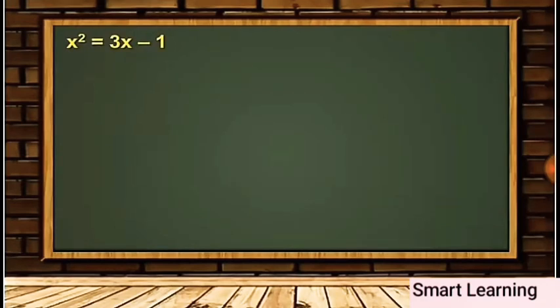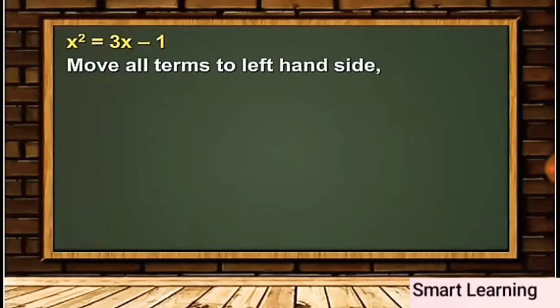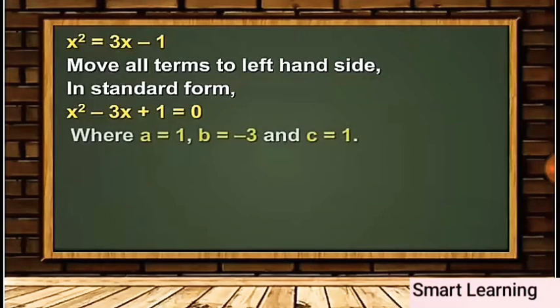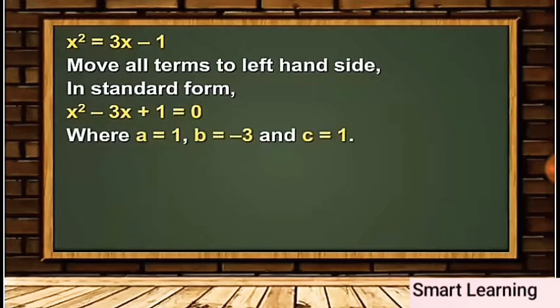But sometimes a quadratic equation is not in its usual form. This is a quadratic equation in disguise. Move all terms to the left-hand side and you have the equation in the standard form. In standard form, the equation is x square minus 3x plus 1 is equal to 0, where a is equal to 1, b is equal to minus 3 and c is equal to 1.